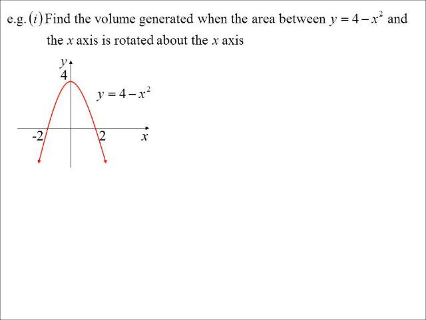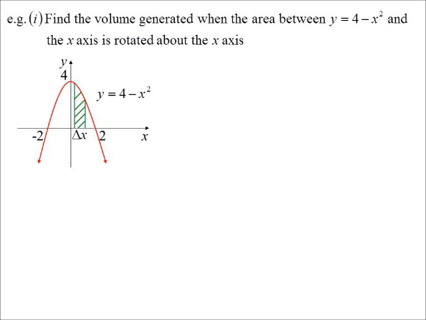Find the volume generated when the area between the parabola and the x-axis, so it's this section in here, is rotated about the x-axis. In this case we're taking slices perpendicular, so it will be a vertical slice in there. And the thickness would be the change in the x value.